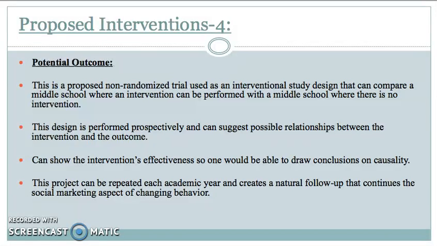Potential outcome. This is a proposed non-randomized study design that can compare a middle school where an intervention can be performed with a middle school where there is no intervention. This design is performed prospectively and can suggest possible relationships between the intervention and the outcome. This can show the intervention's effectiveness, so one would be able to draw conclusions on causality. This project can be repeated each academic year and creates a natural follow-up that continues the social marketing aspect of changing behavior.